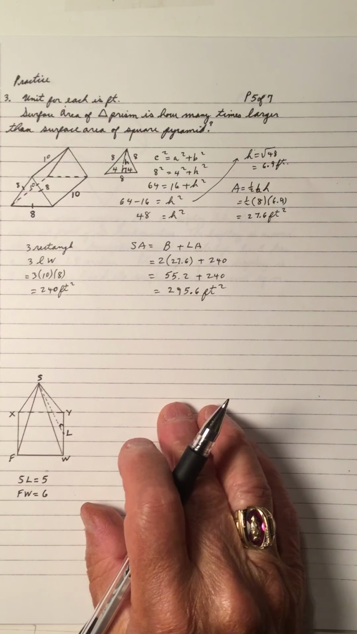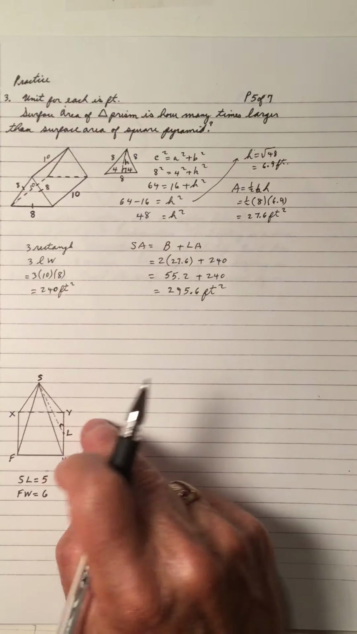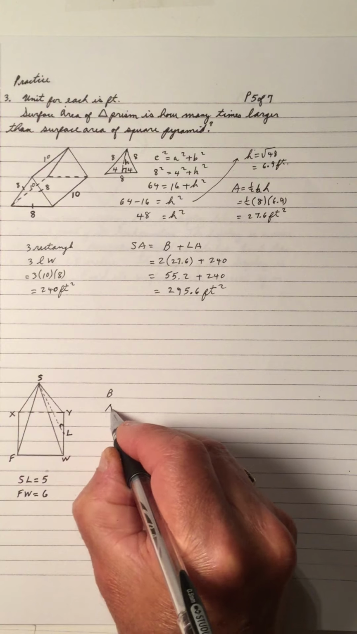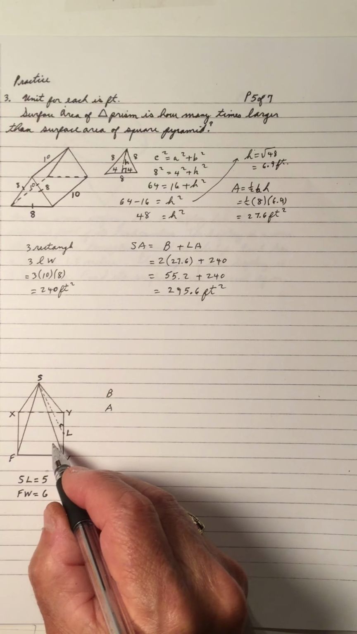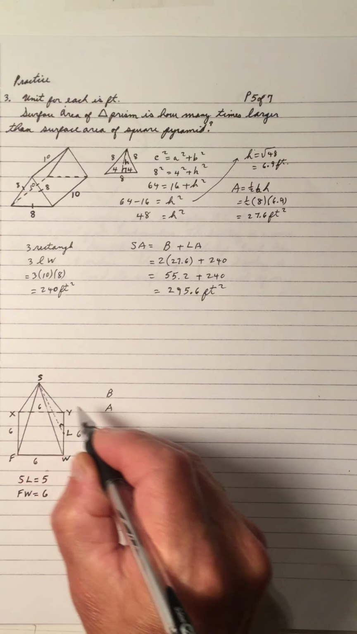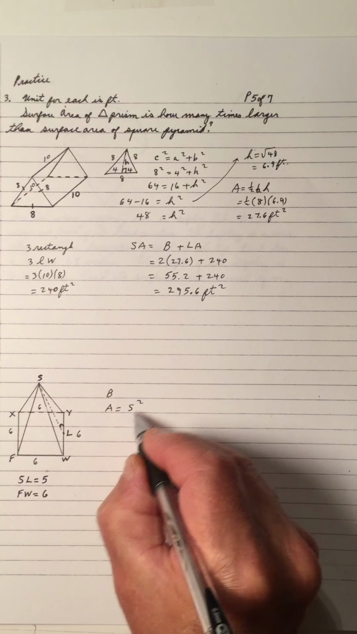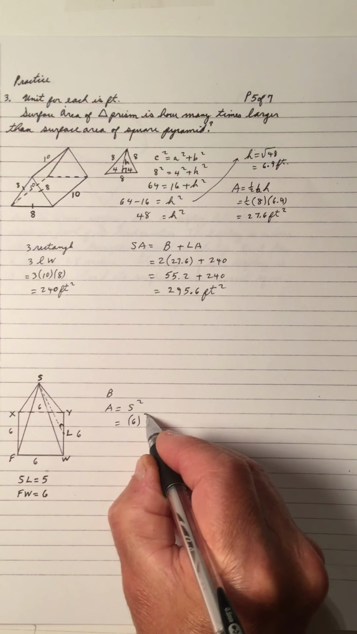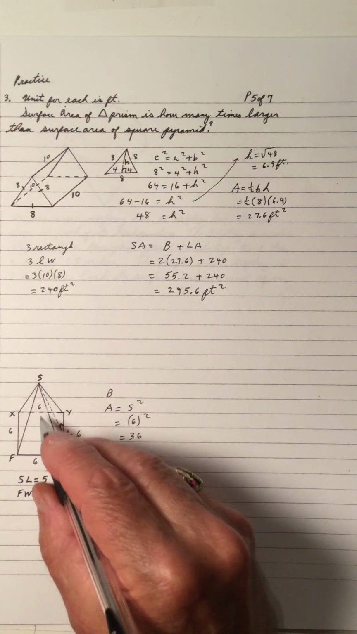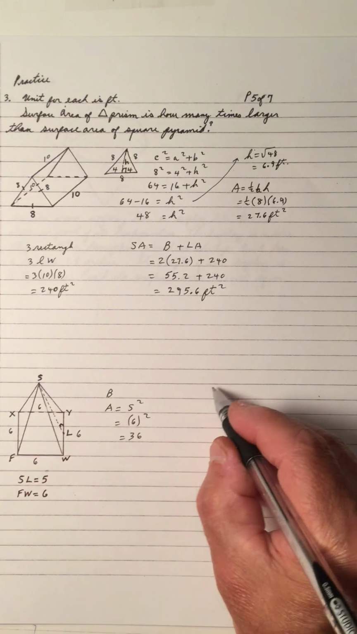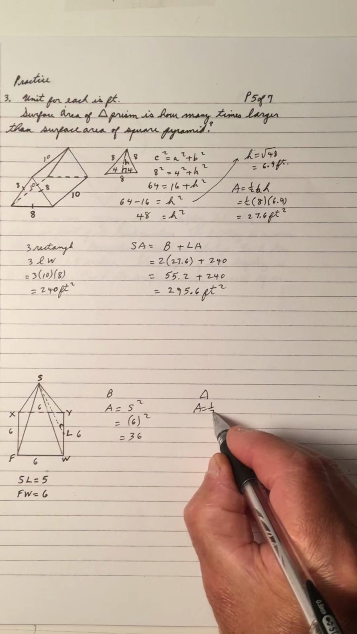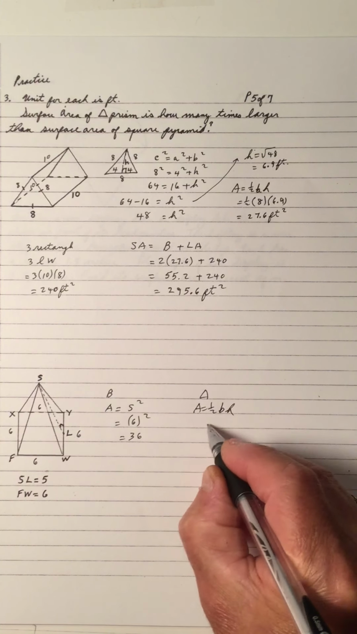Now we've got to figure out the surface area of the square pyramid. And the base of the square pyramid is a square. And so the bottom is 6, so that's 6, and that's 6, and that's 6. So the area of a square is s squared, so it's 6 squared, so it's 36. The lateral area is the area of the 4 triangles. Let's get one triangle first. And the area of the triangle is a half base times height.